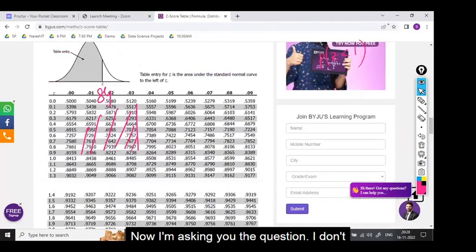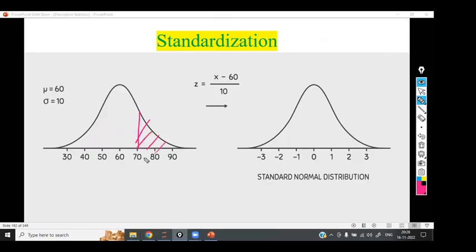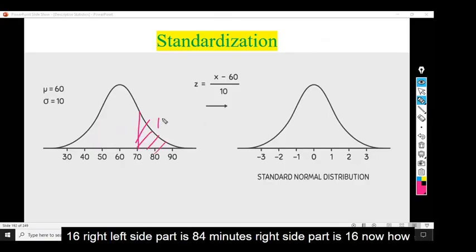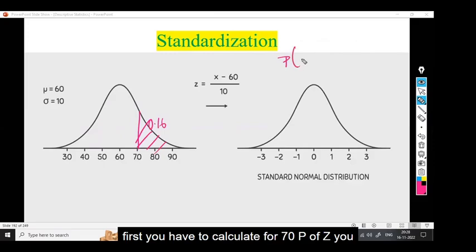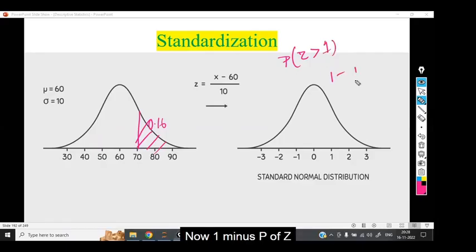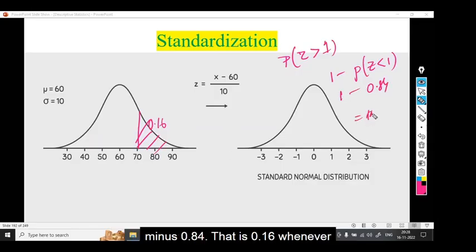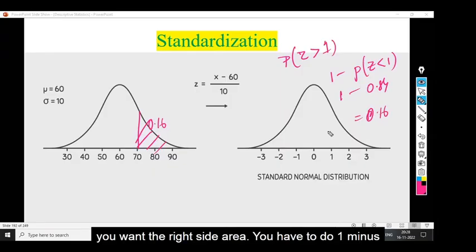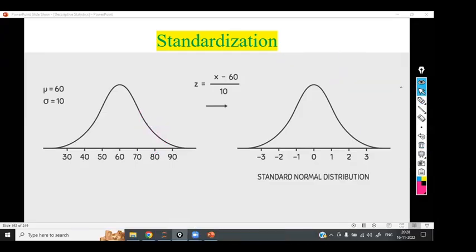Now I'm asking you the question. I don't want less than this one, I want greater than this one. What is the answer? 16 only, right? Left side part is 84, so right side part is 16. Now how do you calculate in the Z scores? P of Z greater than 1 is 1 minus P of Z less than 1, which is 1 minus 0.84, that is 0.16. Whenever you want the right side area, you have to do 1 minus. In the entire Z table, you always get the left side value.